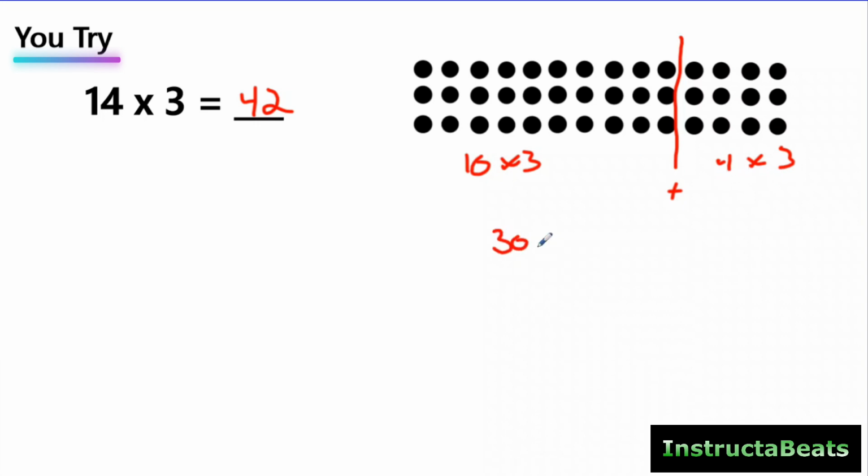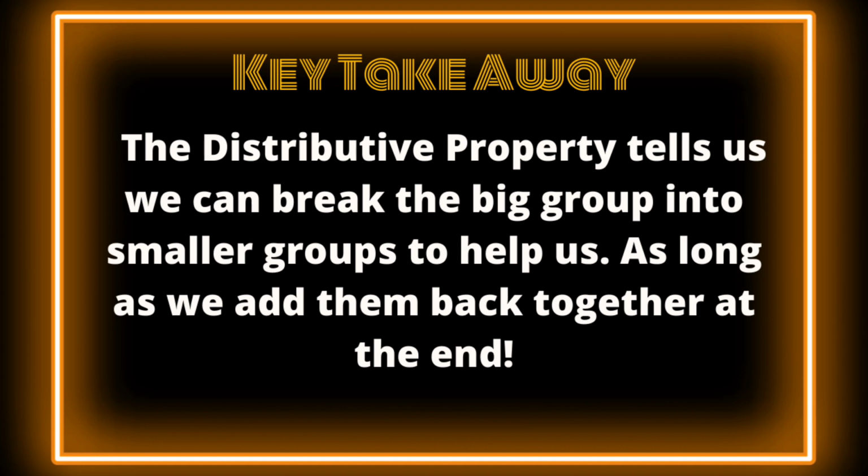But again, if you do it this way, you're going to get the same answer, because I have 30 circles in this section of my array. I have 12 circles in this section of my array. And when I bring it back together, I still have a total, or a product, of 42. So however you split it is fine as long as you kept equal groups, right? 3 in each group. Which leads us into our key takeaway. The distributive property tells us we can break the big group or the big array into smaller equal groups to help us, as long as we add them back together at the end.